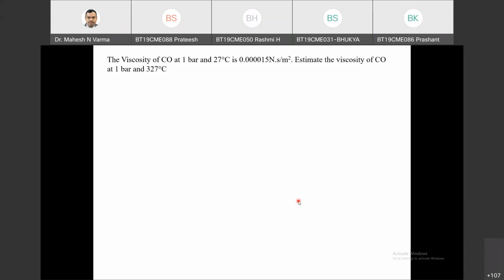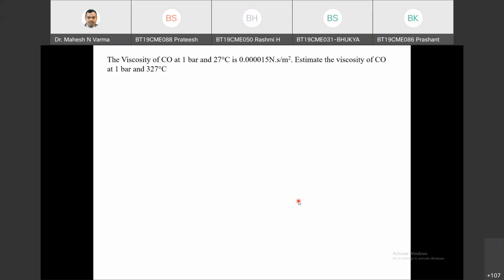Okay, so this is carbon monoxide. Carbon monoxide is there at 1 bar and 27 degrees Celsius. So viscosity is given as 0.00015 Newton second per meter square. Estimate the viscosity at 1 bar, temperature is same, and 273 Kelvin. In fact, this is a numerical asked in the GATE exam for 1 mark.